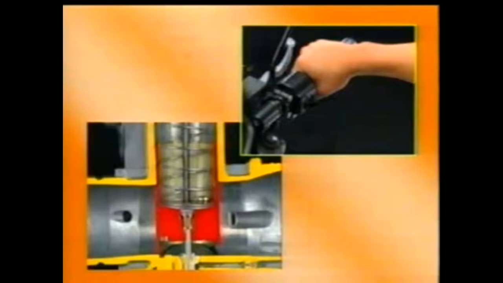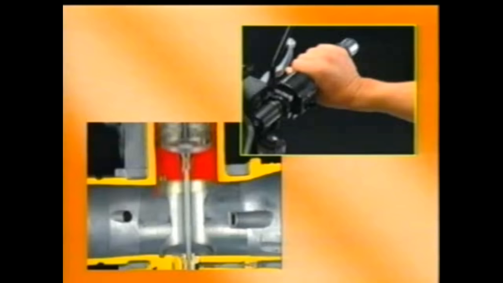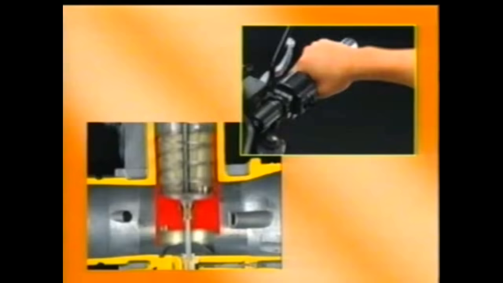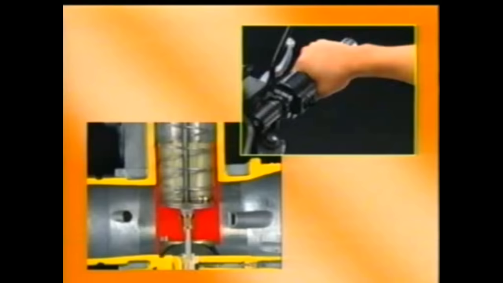The throttle valve is joined to the throttle grip by the throttle cable. As the grip is turned, the throttle valve moves up and down. At this point, the diameter of the main bore is changed by the throttle valve, so that the Venturi goes into action.